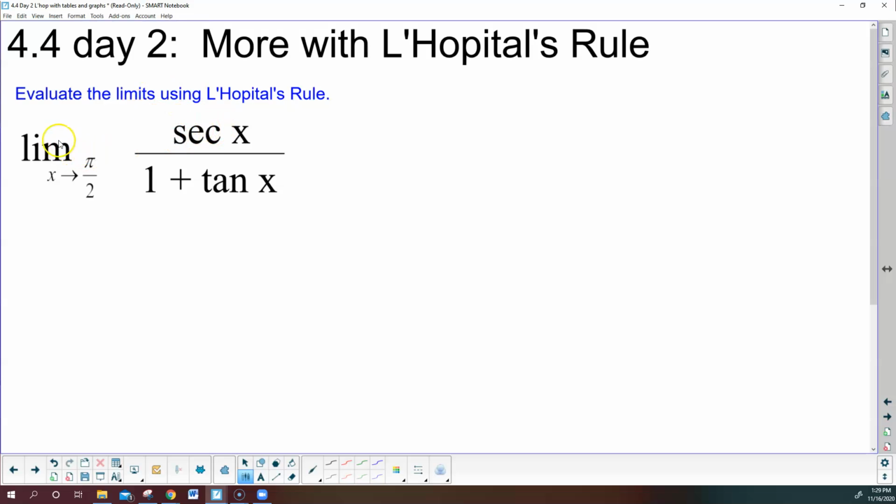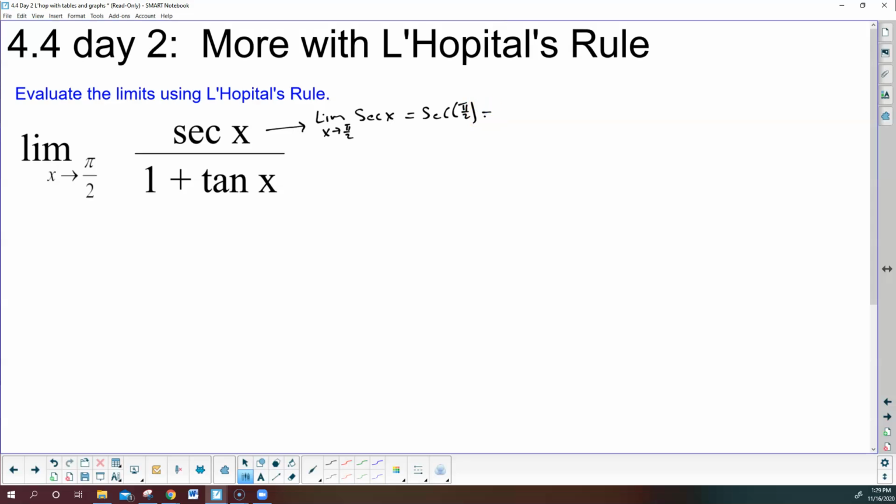So what do I have? I've got the limit as x goes to pi over 2 of secant over tangent. So what I'm going to do here is I'm going to evaluate the numerator. I'm going to use proper notation. All right, so we're going to evaluate secant at pi over 2.